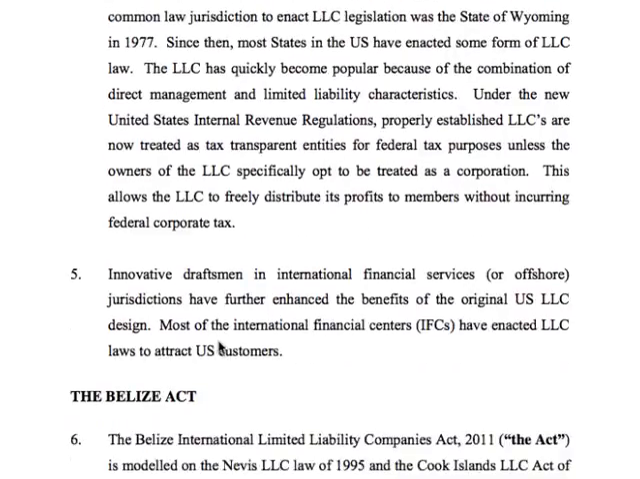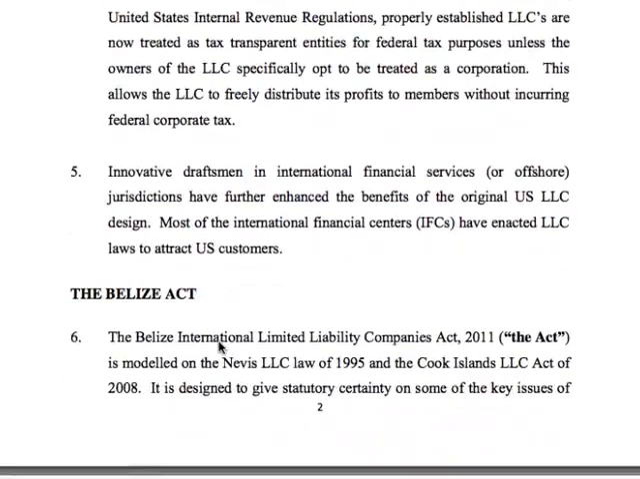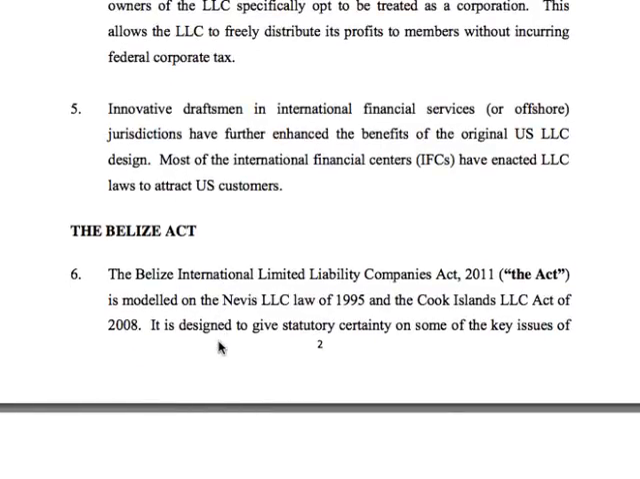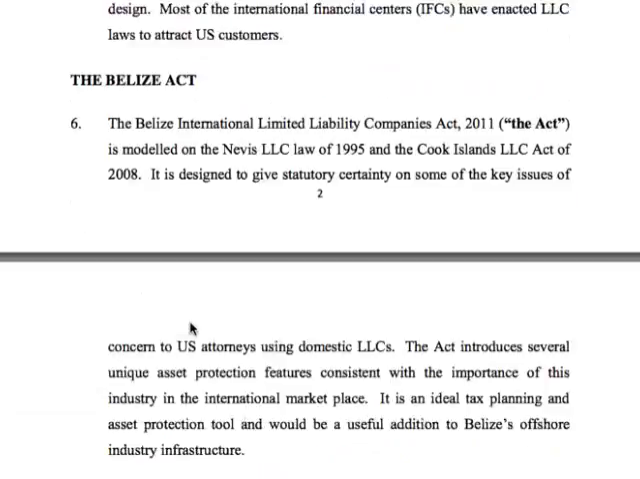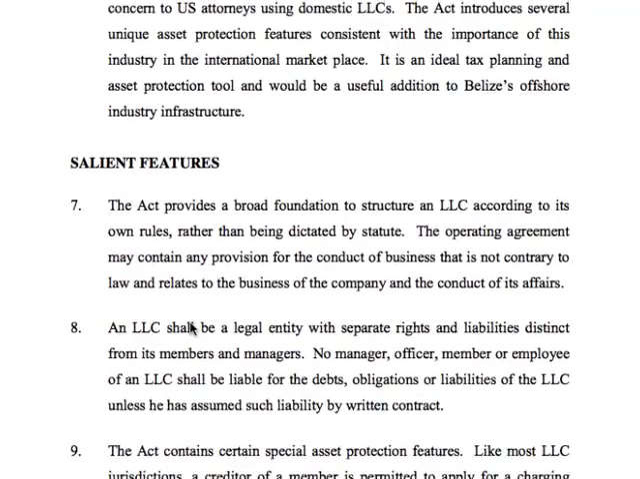I'm going to go to number 6. Here they're actually saying, we copied the best parts of the Nevis and the Cook Acts. Here are the features of it.